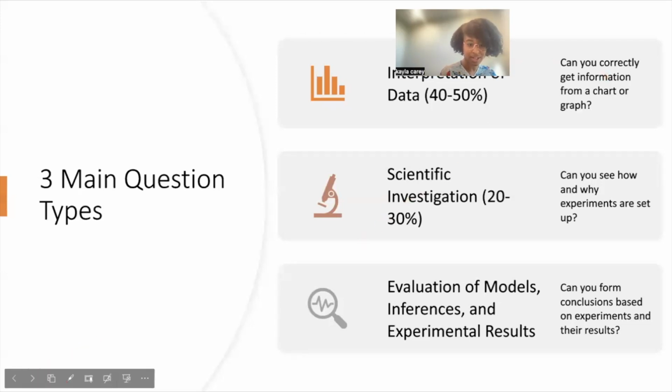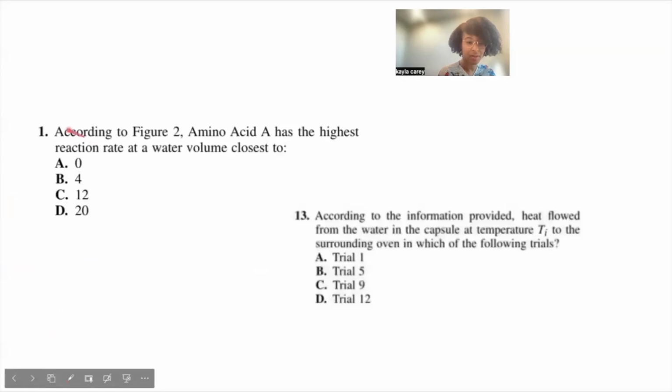So as you can see, according to figure 2, so you know how we looked at specific graphs, you're going to look at whatever graph figure 2 is, and you're going to see what does that graph say, right? And if you can get this, which is the very basic, can you just tell me at this specific time what this graph says, then you already have half of the ACT science understood.